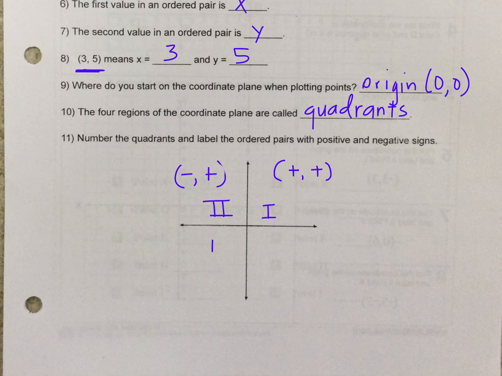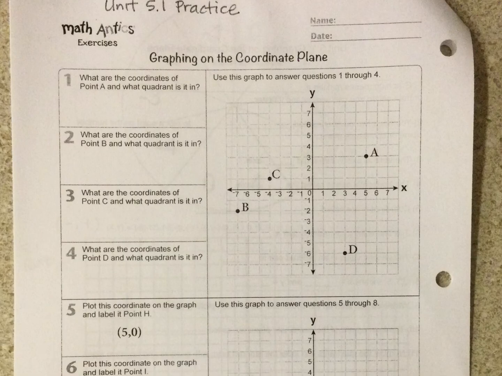In our third quadrant, everybody is negative. And in our fourth, that's a 4 in Roman numerals, I have a positive x, but a negative y. After you get all this stuff written down, flip over to the next page. I need you to do this page.